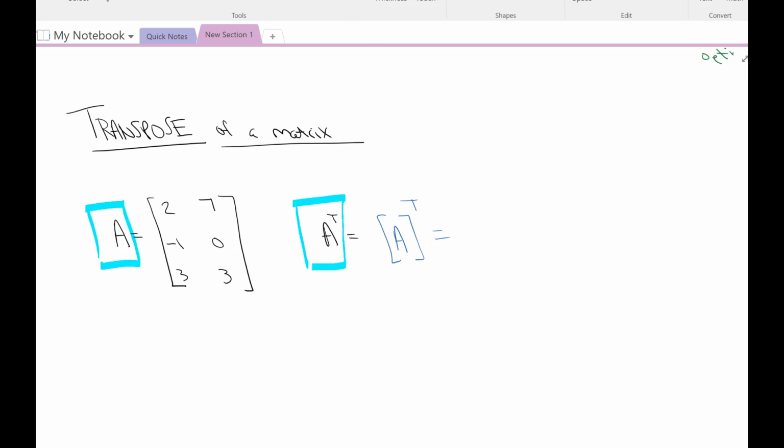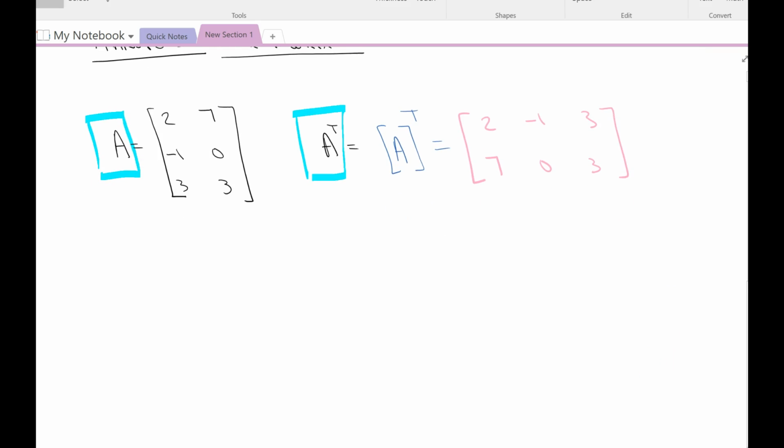Here is what the transpose of a matrix is. In shorthand, the transpose takes columns and makes them into rows and turns rows into columns. So notice here that in matrix A, row 1 is 2, 7. That row 1 becomes, in the transpose, column 1. Negative 1, 0 becomes column 2. 3, 3 becomes column 3. So in a transpose, rows become columns. Columns become rows. Okay, that's what a transpose is.